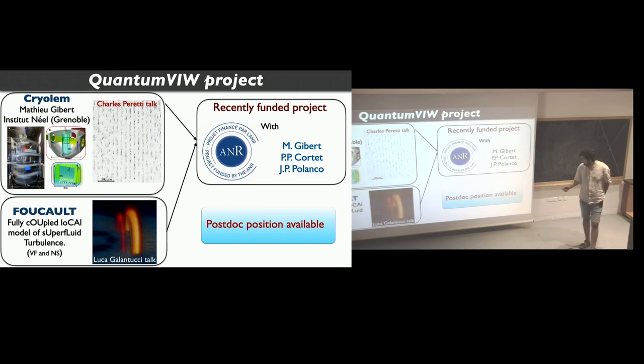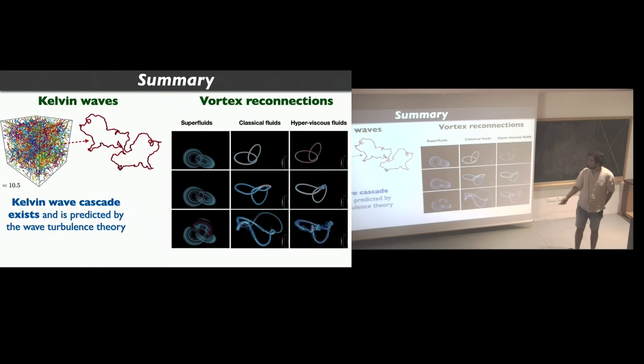Okay, and so just to summarize, to make it short, I talked about Kelvin waves. So basically the Kelvin wave cascade exists, at least theoretically. Whether we can observe it or not was difficult numerically, and experimentally it's really not possible today. And the second part was about vortex reconnection.